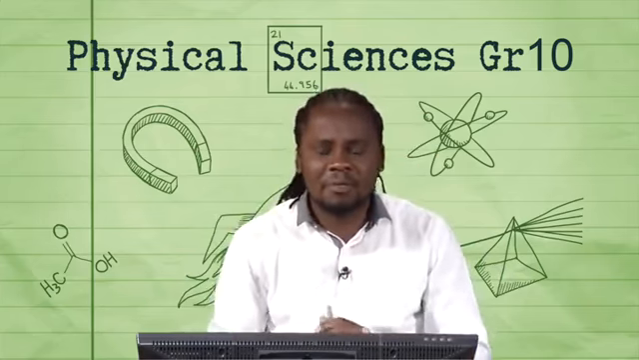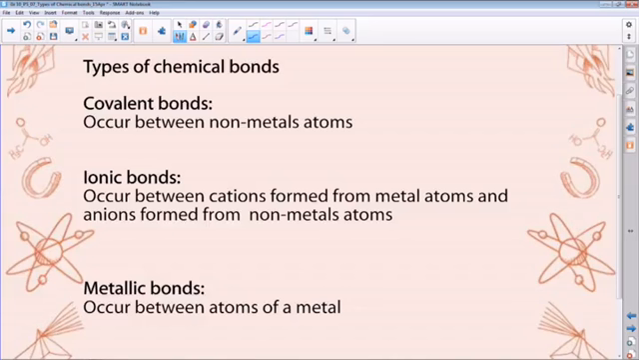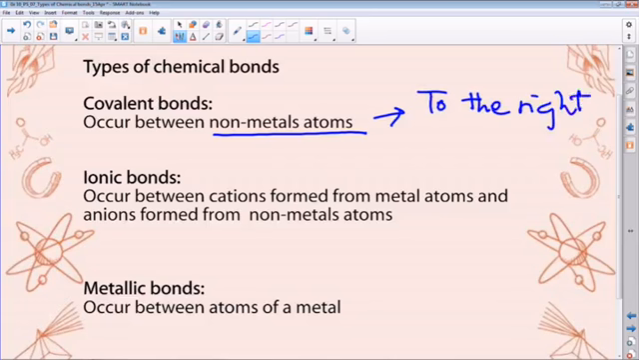Let's look at the three types of bonding involved as far as substances are concerned, right? The first one is covalent bonding, which occurs between nonmetals. Nonmetals are generally to the right of the periodic table. If we talk about the right of the periodic table, we're talking about elements like carbon, oxygen, and sulfur. These are the elements I would classify as nonmetals, and they are the ones involved in covalent bonding.